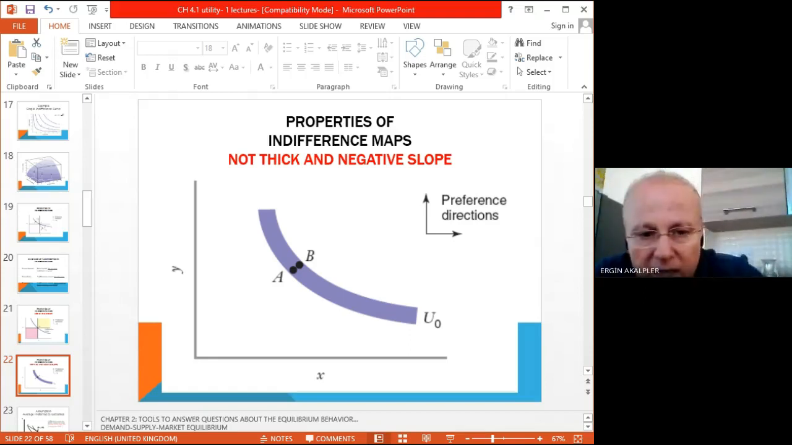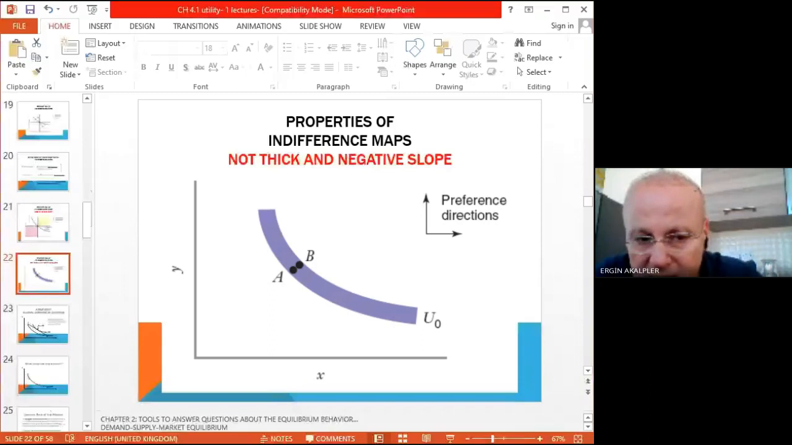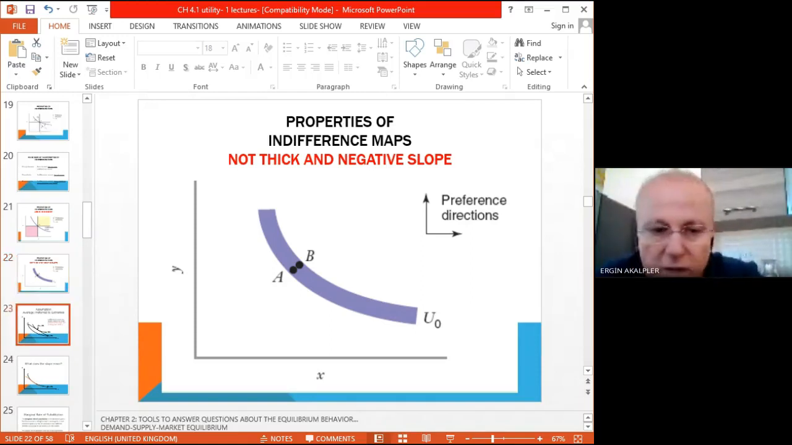Of course, as I said to you, the slope of this indifference curve is negative, because when you are going to get more x, you have to reduce the y, or when you want to get more y, you have to reduce the x. Therefore, vice versa, you have to reduce one of this combination to get more from the other. Therefore, you either reduce x or increase y to make some rearrangement on this curve, or vice versa.